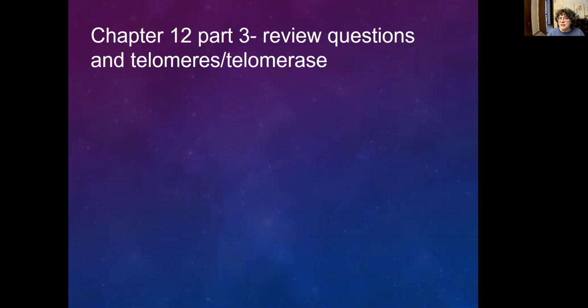Okay, so this is the last part of chapter 12. We'll have some review questions, and I'll tell you a little bit about telomeres and telomerase, which are important in human health and human disease. And they're actually important for all eukaryotic cells because our chromosomes are linear pieces of DNA, and linear DNA replication requires telomeres. And I'll tell you why when we get there.